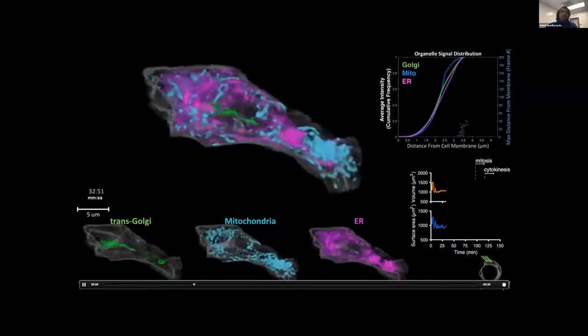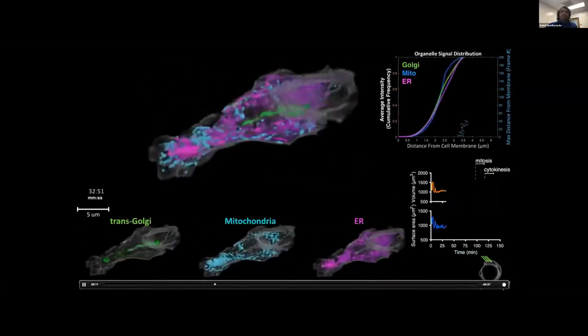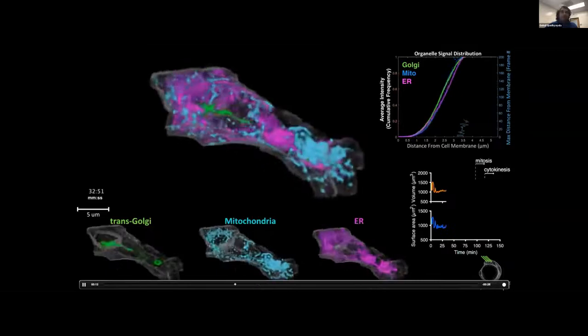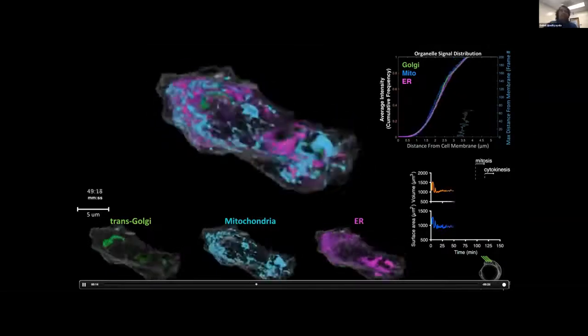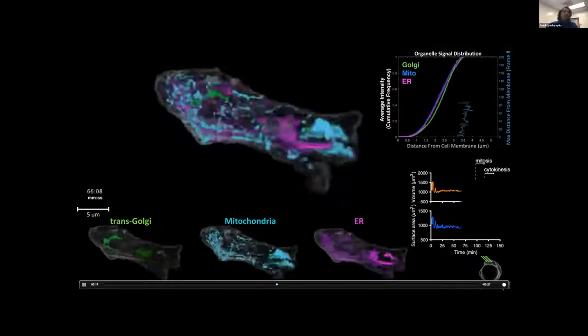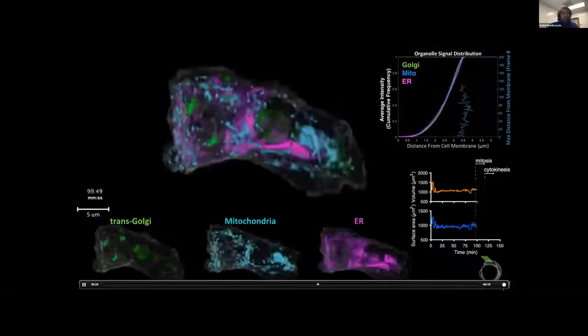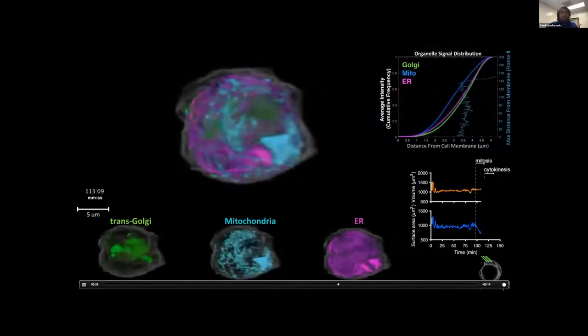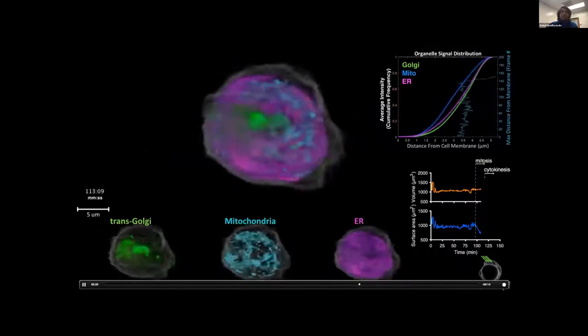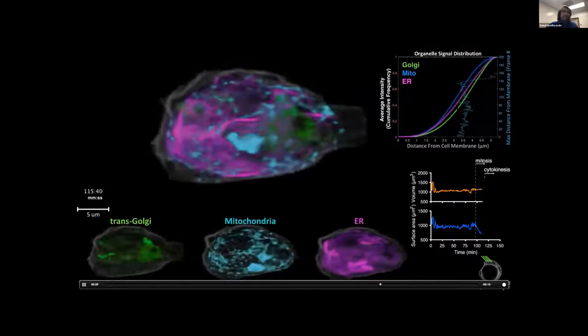So when the cell starts off as an interface, these organelles are roughly evenly distributed. And we can track the volume and surface area of this particular cell over time. And in a few seconds, you'll see that the cell starts to round up. So that means that it's kind of entering mitosis. When it enters mitosis, the surface area drops. You can see the mitochondria is more peripheral than the other two organelles.